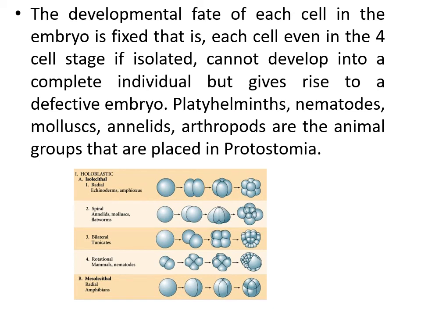The developmental fate of each cell in the embryo is fixed. That is, each cell, even at the 4-cell stage, if isolated, cannot develop into a complete individual, but gives rise to a defective embryo if only one cell is lost. Platyhelminthes, nematodes, mollusks, annelida, and arthropoda are the animals grouped and placed in protostomia.